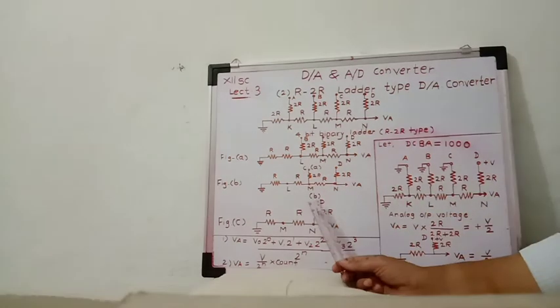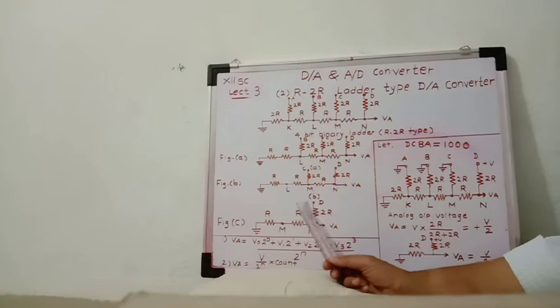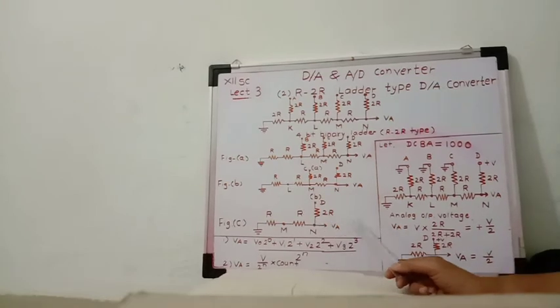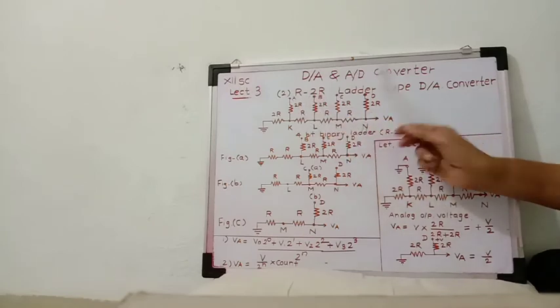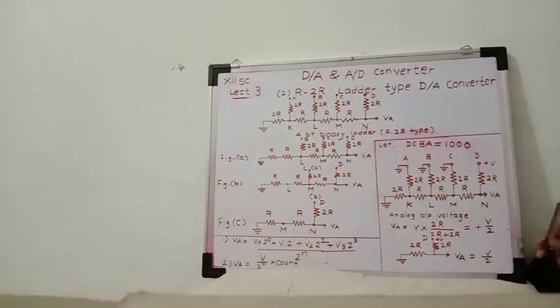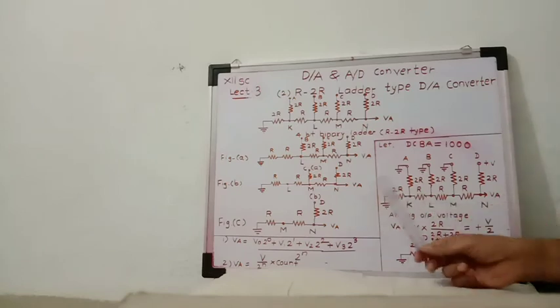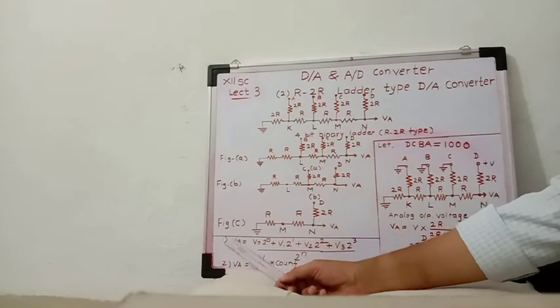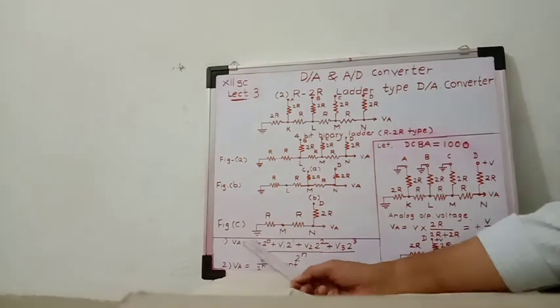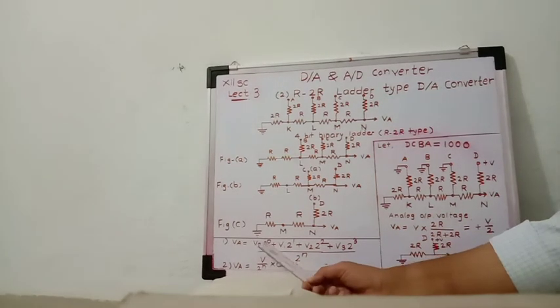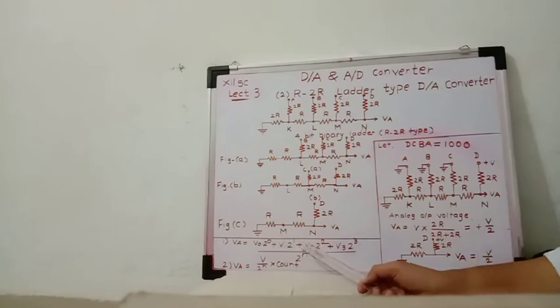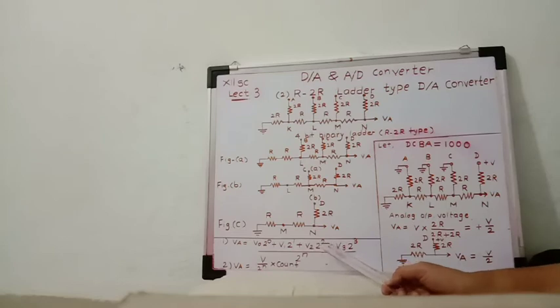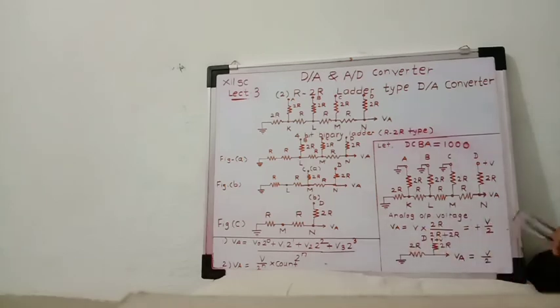Now since D is also at a ground potential, VA is equal to 0. That means when the digital inputs are 0 0 0 0, then VA is equal to 0. The formula for the analog output voltage is VA equals V0 into 2 raised to 0 plus V1 into 2 raised to 1 plus V2 into 2 raised to 2 plus V3 into 2 raised to 3, divided by 2 raised to n.